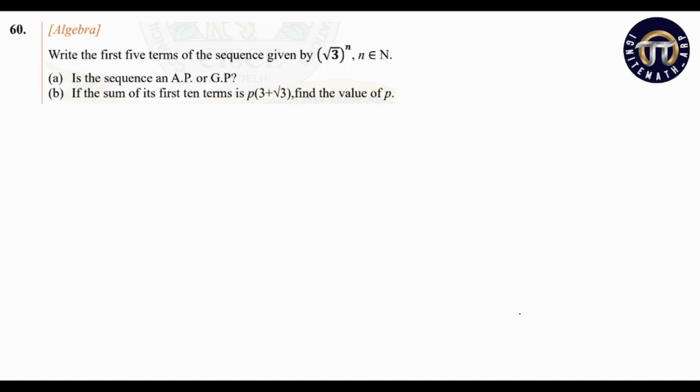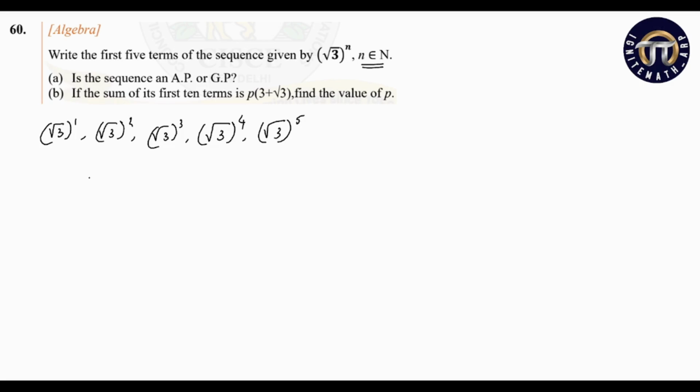Write the first 5 terms of the sequence root 3 to the power of n, if n belongs to the set of natural numbers. So now I can write, see, root 3 to the power of 1 is the first term, root 3 to the power of 2 is the second term, root 3 to the power of 3 is the third term, root 3 to the power of 4 is the fourth term, root 3 to the power of 5 is the fifth term. Clear, children?